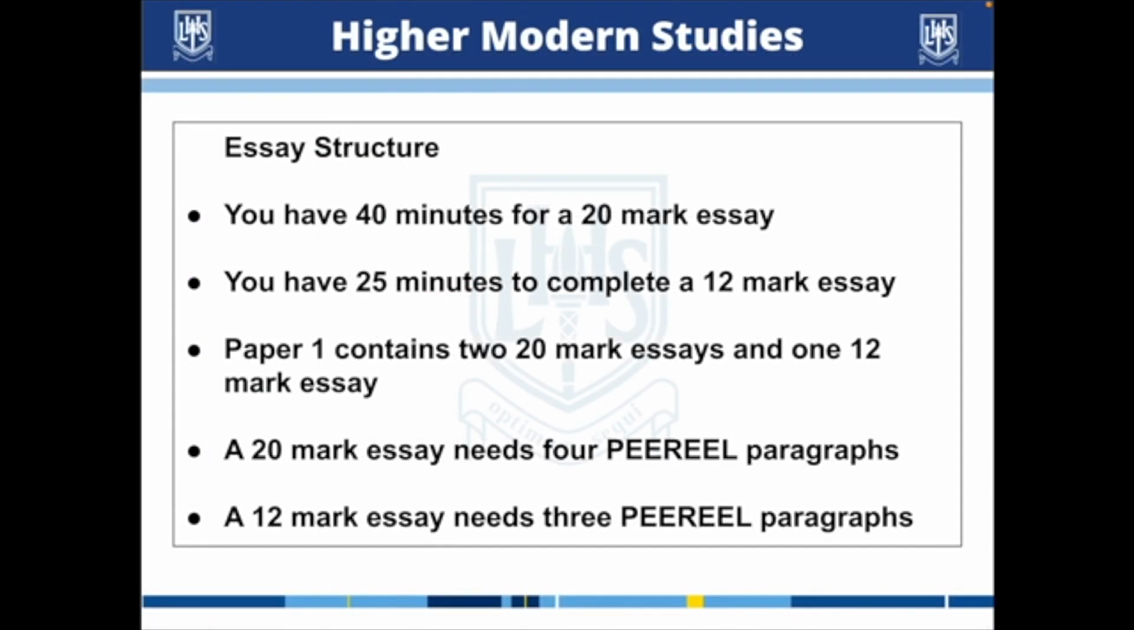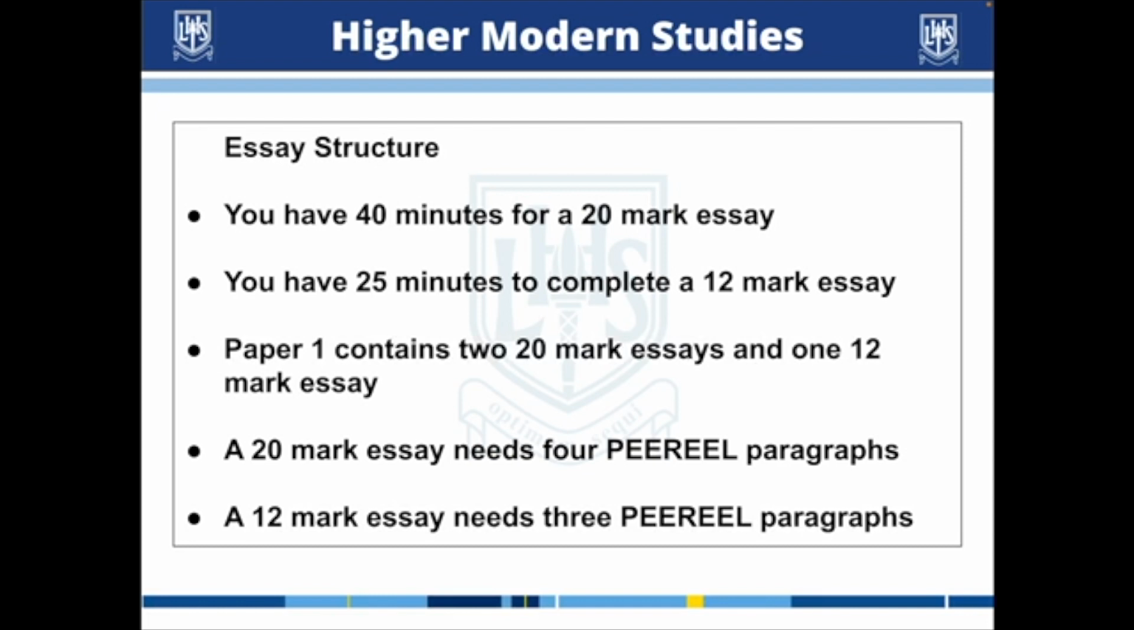So, the final section of this exam preparation video is all about essay structure. Essay structure is one of the most important parts of Higher Modern Studies because it's where the vast majority of your marks in the exam will come from. In total in the exam, there will be 2 20-mark essays and 1 12-mark essay. This makes up your Paper 1, so a total of 52 marks. Overall, this is worth just over 50% of the entire grade when we include the assignment and the source questions. So it's very, very important that you get this section right.